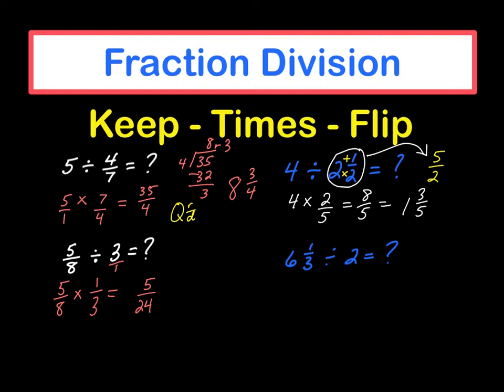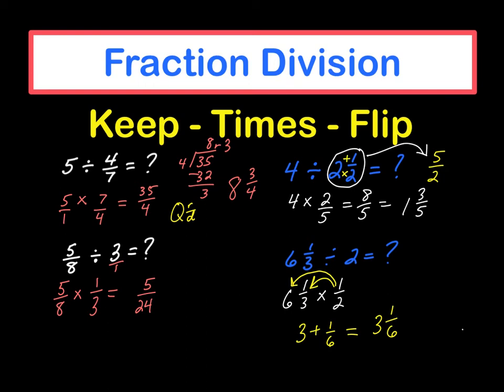Very good. And then we look at the second one here, and again it's keep, so the 6 1/3 stays the same. Change it to multiplication, and we flip the 2, which then makes it 1/2. And one way to show our work with this, we need to multiply the half times the 6, and also half times 1/3. So half times the 6 is 3, and then we add that to what is 1/2 times 1/3 is 1/6. You add those two together, and we get 3 1/6.